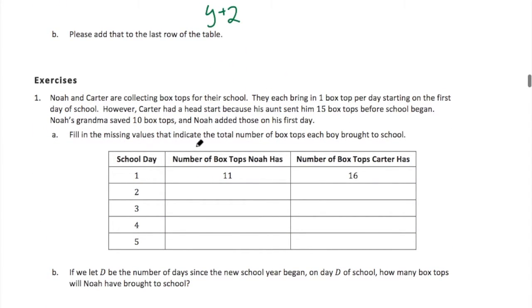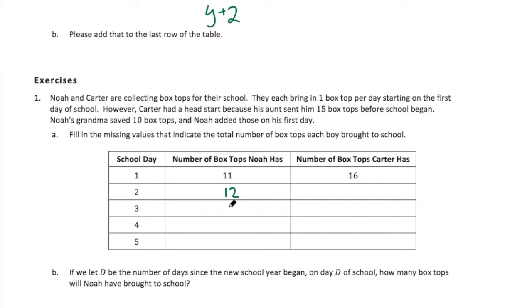Alright, in this scenario, we're looking at Noah and Carter and their box top collections. On the first day, Noah brings 11. On this first day, Carter brings 16. And then they bring one more each day. So starting with 11, starting with 16, and then they're going up by 1 every time. So we can continue to fill out the pattern.